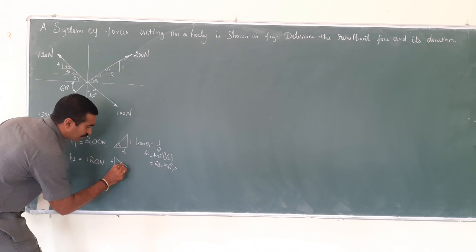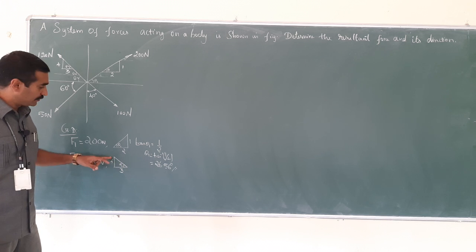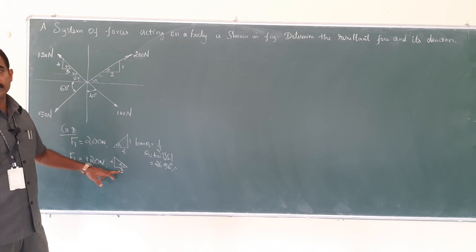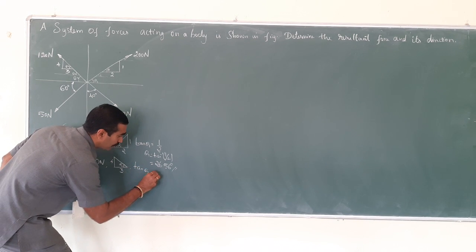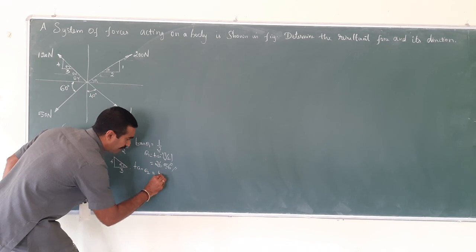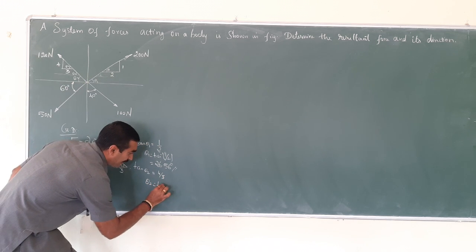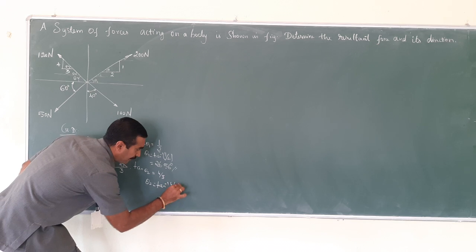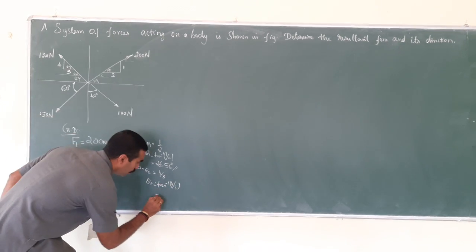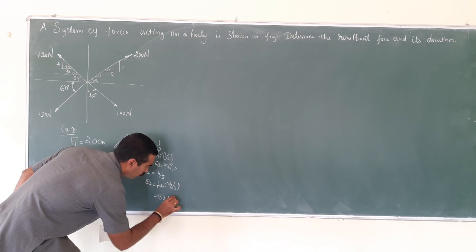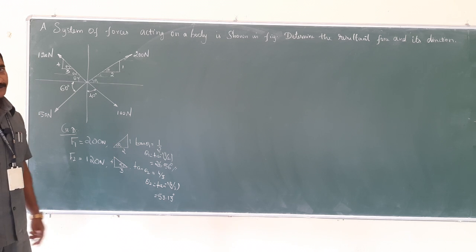If this is theta 2, look here, the opposite side of the angle is there and the adjacent side of the angle is there. So I can use tan. So tan theta 2 equals opposite side by adjacent, that is 4 by 3. Therefore, theta 2 equals tan inverse of 4 by 3. If you use a calculator, you will get the value 53.13 degree. So the theta 2 value is 53.13.